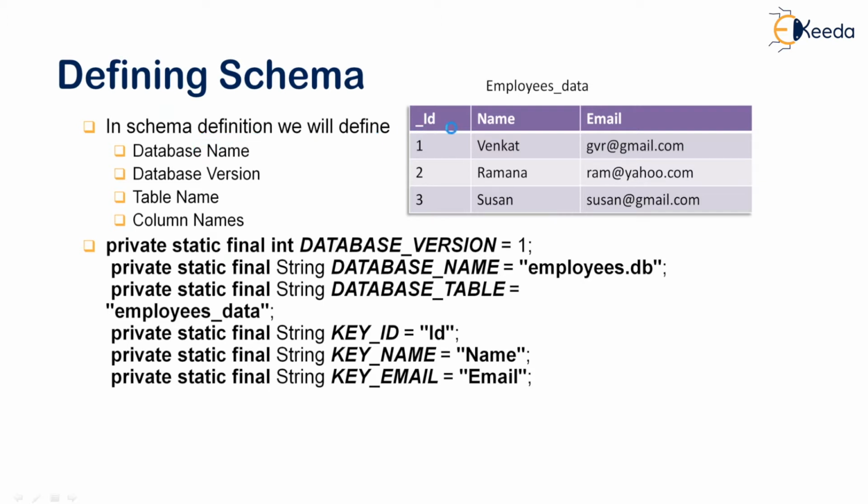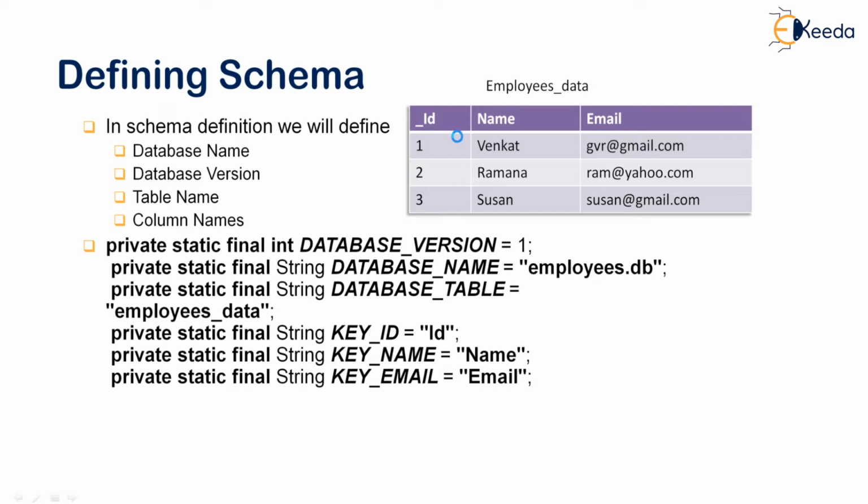So in the schema definition, first I'm going to define the database. It's a private static final string database name. I'm taking that as employees.db, and this is my database name. Inside this database, I'm going to create a table called employees data, and I'm going to define the version of this database. That is version number 1, which is an integer and a constant, that's why I'm writing it in all uppercase. And then the table name. I'm taking the table name as employees data, and this table has 3 columns.